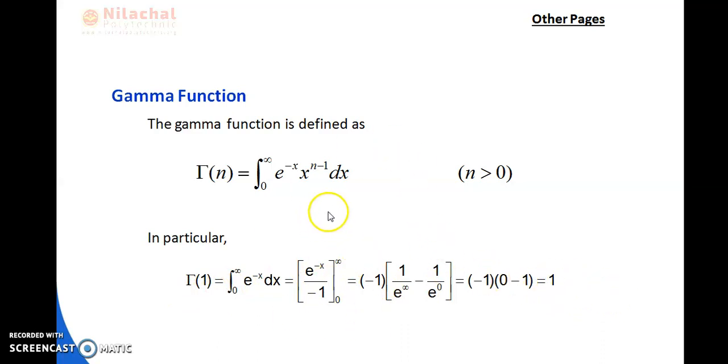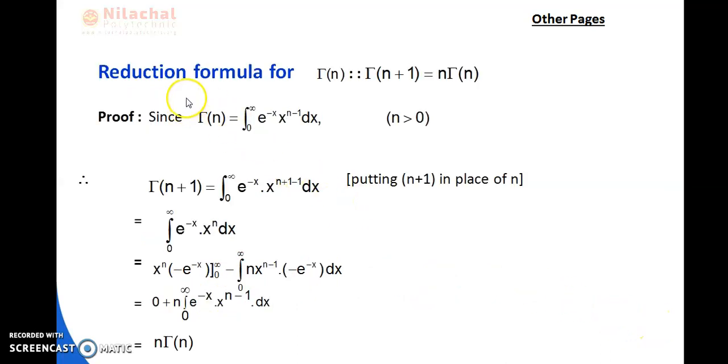Clear? Here we have to remember this formula for the gamma function, and in particular, n equal to 1 means gamma of 1 equals 1. You have to remember. Then there is a formula whose name is the reduction formula. This formula will help you find gamma of 2, gamma of 3, gamma of 4, meaning all the integers can be obtained through this reduction formula. So what is that? Let us see. Gamma of n plus 1 equals n gamma n. This statement is the reduction formula of the gamma function.